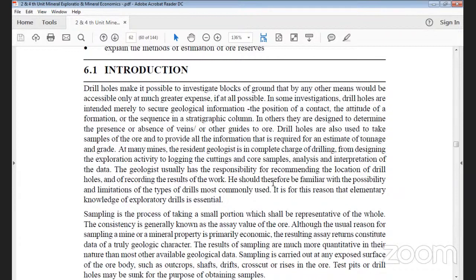The drill holes are also used to take samples from the ore, providing the information we require for estimation of the tonnage and grade of the ore deposit.